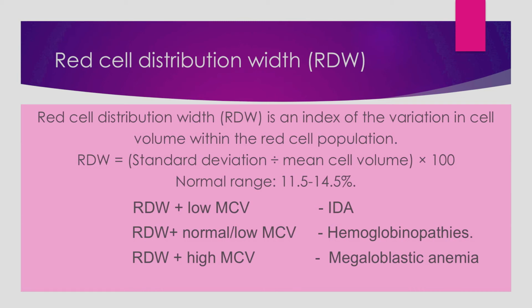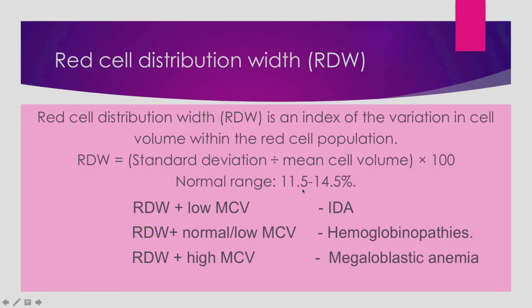Then red cell distribution width in the red cell indices. The next is red cell distribution width. This distribution width is the index of the variation in the cell volume. The cell volume of the RBCs is different in a normal human being. So when we take the average, for example, let us say the average is 15, and some of the cells are of 20 size, let us say 20 millimeter cube, and some cells are 10 millimeter cube.